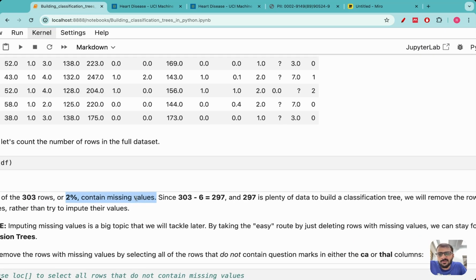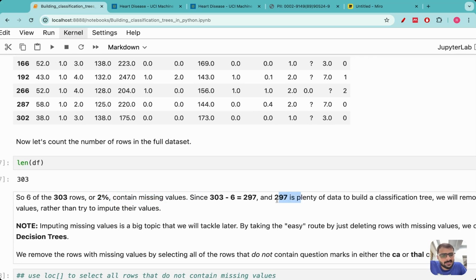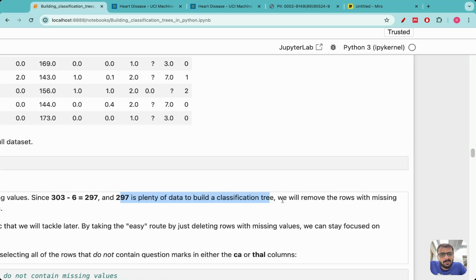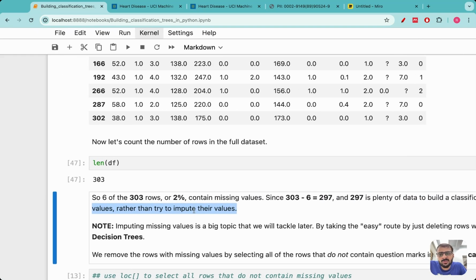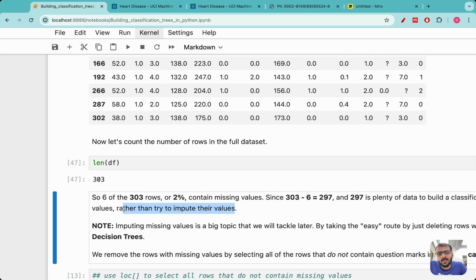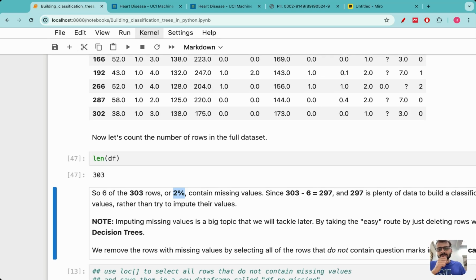So even if we remove these 6, we'll still have 296, and that's plenty of data to build a classification tree. So here we will make the decision that we will remove the rows with missing values instead of trying to impute their values. It's just easier to remove these values because it's a very small number. It's just 2% of the entire data set, right? So it's fine. We can remove them and deal with the 98%.